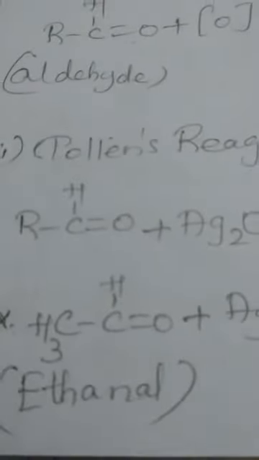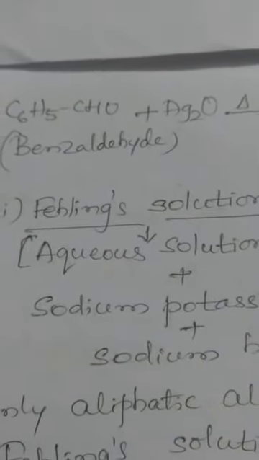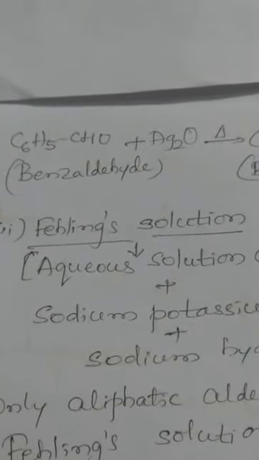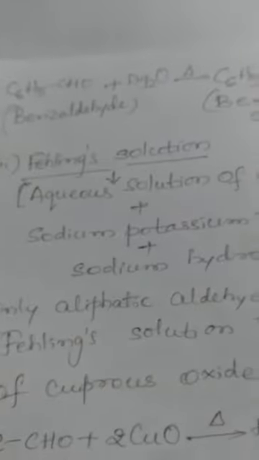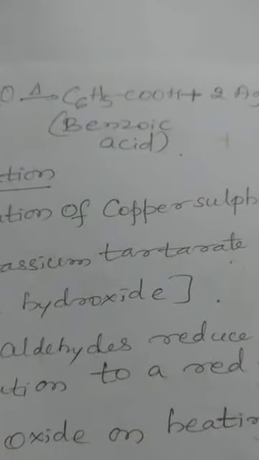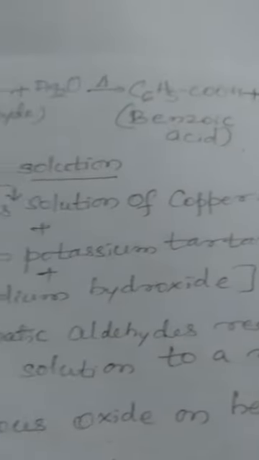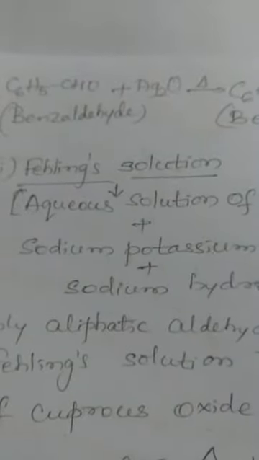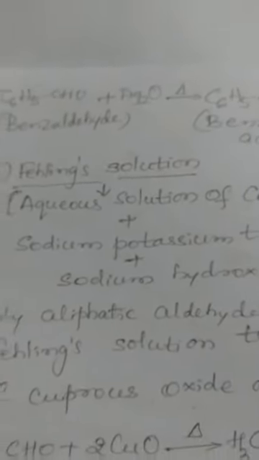Instead of taking acetaldehyde, that is ethanal, the common name is acetaldehyde, you can also take benzaldehyde, C6H5CHO. On heating with the Tollens reagent, the aromatic aldehyde benzaldehyde will give you the aromatic carboxylic acid, benzoic acid, C6H5COOH, plus 2Ag. Silver mirror is obtained. Now the next reaction which we should see is reduction of Fehling's solution.